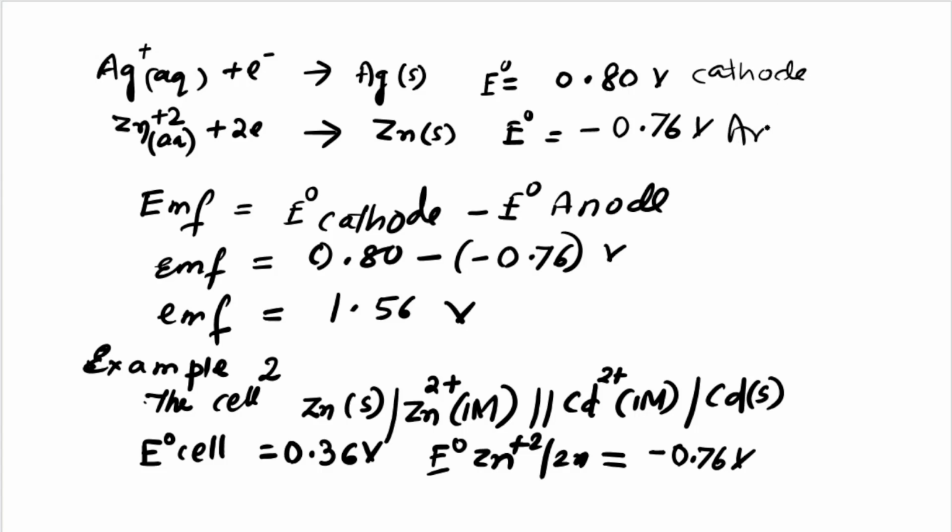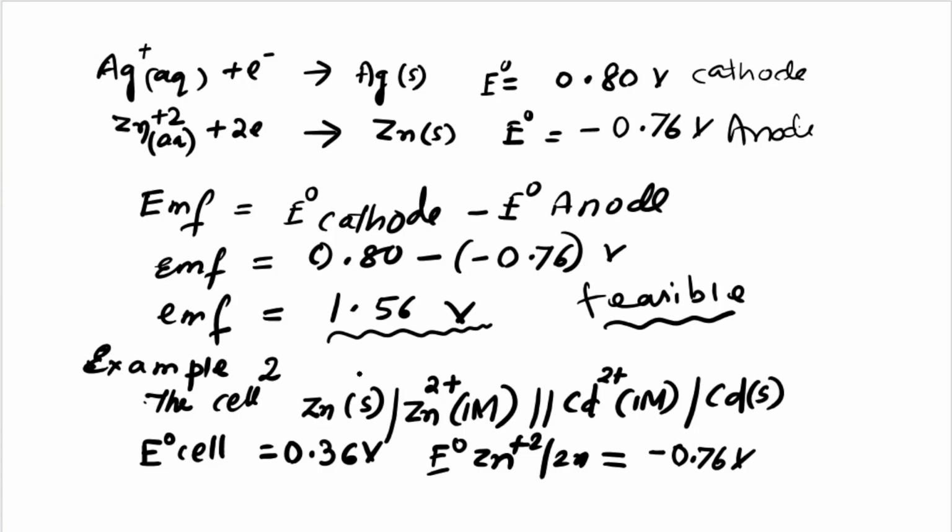So how to calculate EMF? E0 cathode minus E0 anode, that means standard cathode minus standard anode value. So this is where you put the values and get the EMF. Mind it, here EMF is positive. So this reaction is feasible, the cell is feasible. So example 2, where one is zinc electrode and the other one is cadmium electrode.